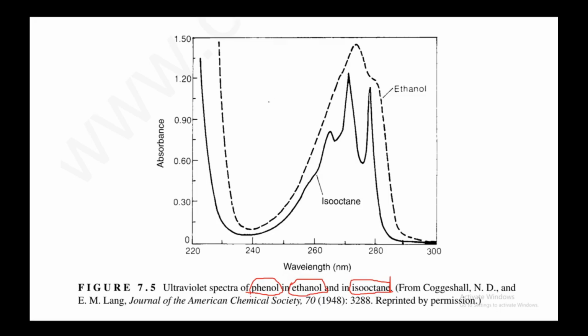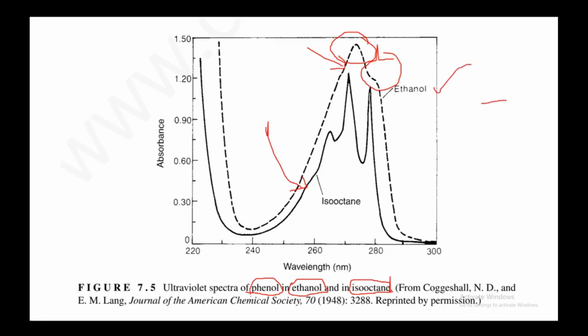Now the dotted line spectrum is taken in ethanol for phenol, and the solid line spectrum is taken in isooctane solvent for phenol. So both of these spectra belong to the molecule phenol, but they are recorded in different solvents. If you look at the fine structure of the absorption band in the case of ethanol, you can see there is a loss of information, or loss of peak shape, due to the solute-solvent complex formation of ethanol with phenol.